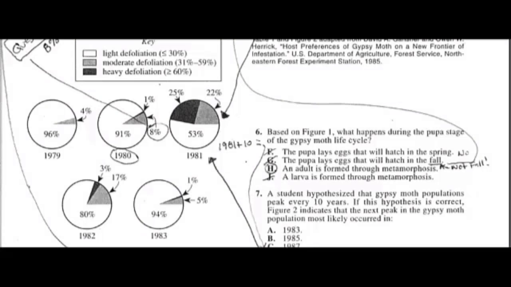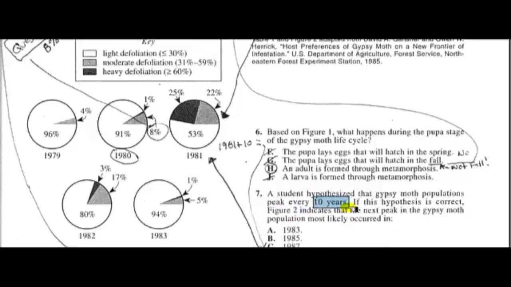Test 69A, Science Practice Problem number 7. Number 7 says, a student hypothesized that gypsy moth populations peak every 10 years. If the hypothesis is correct, figure 2 indicates that the next peak in gypsy moth population most likely occurs when? First of all, we're asked about figure 2, and we're asked about the next peak, given more information that talks about 10 years.